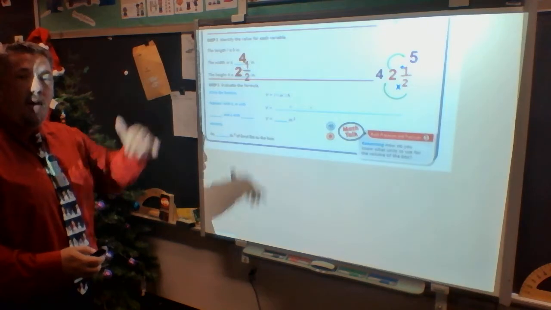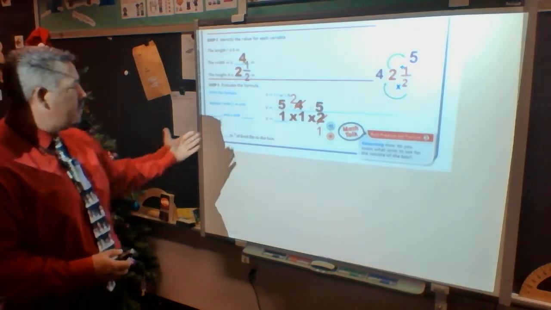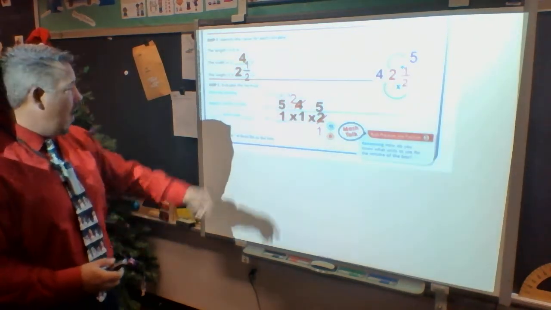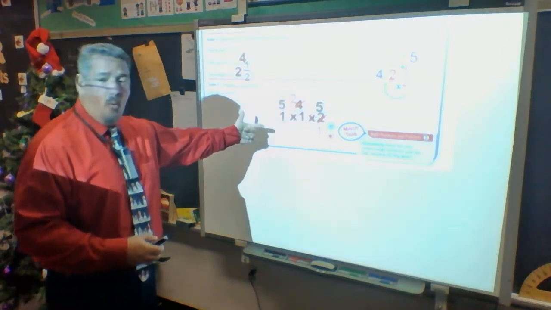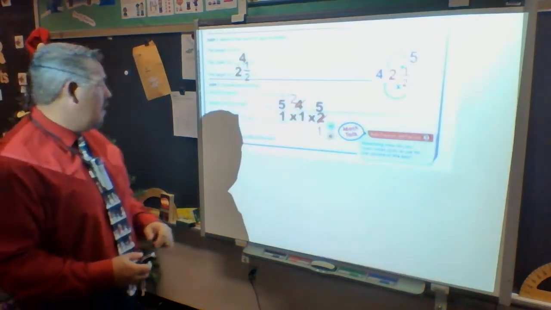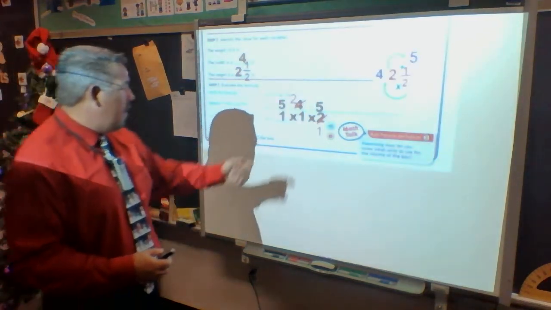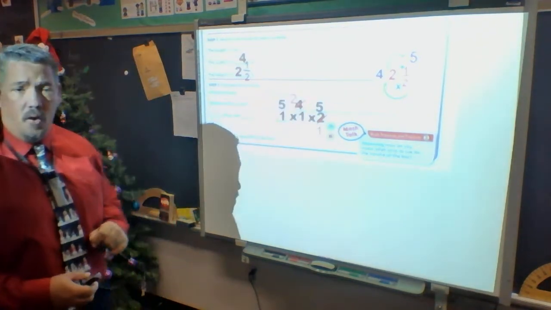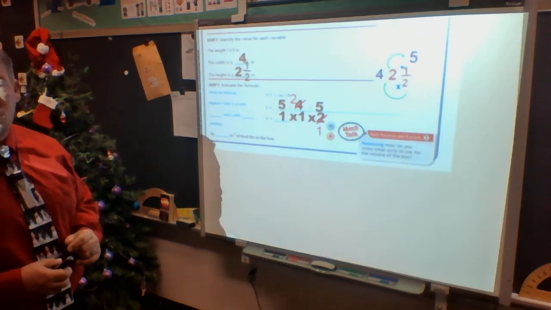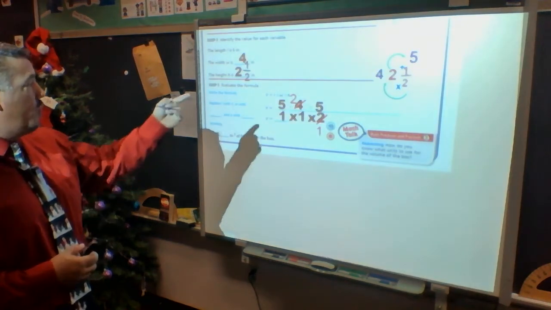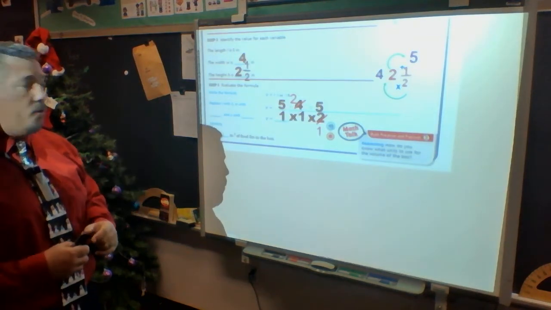So I'd end up with 5 halves. So when I plug it into this line down below, I have a numerator, 5 over 1 for my denominator, a numerator of 4, and then a denominator of 1, and then 5 halves, which we converted. And then we would cross reduce. The 2 would go into the 4 evenly because they're both even.